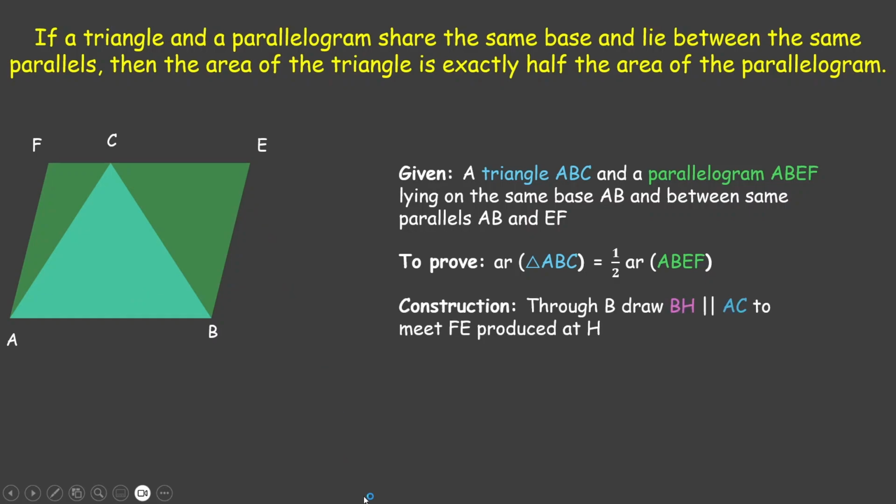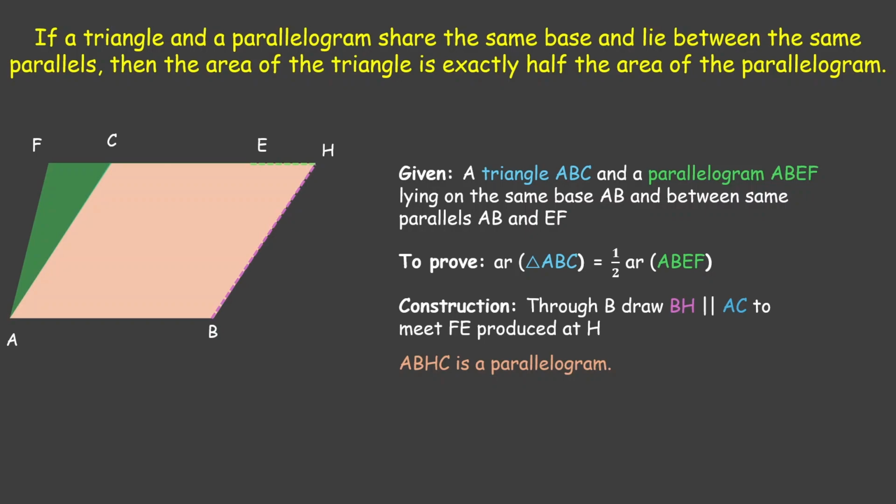Let us start with the construction. Through this vertex B, we are going to draw BH, which is parallel to AC, and it meets this FE produced at H. Now, if you notice over here, AB was already parallel to this line CE, and now extended CH, and BH is parallel to AC. We have constructed it that way. So, we can say that ABHC is a parallelogram. This one, right?